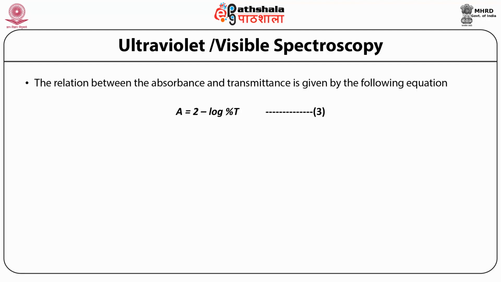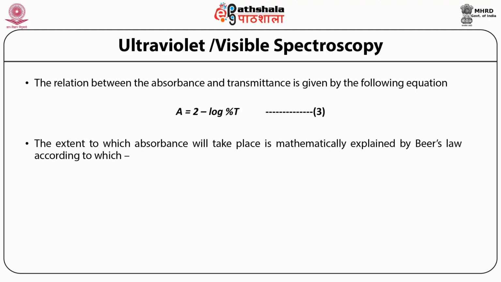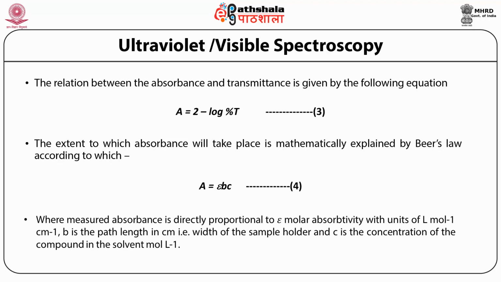This is equation 3. The extent to which absorbance will take place is mathematically explained by Beer's law, according to which A, that is absorbance, equals epsilon (molar absorptivity) times b (path length) times c (the concentration of the compound). This is equation 4, where measured absorbance is directly proportional to epsilon, the molar absorptivity, with units of L mole^-1 cm^-1. b is the path length in centimeter, that is width of the sample holder, and c is the concentration of the compound in the solvent, that is moles per liter.